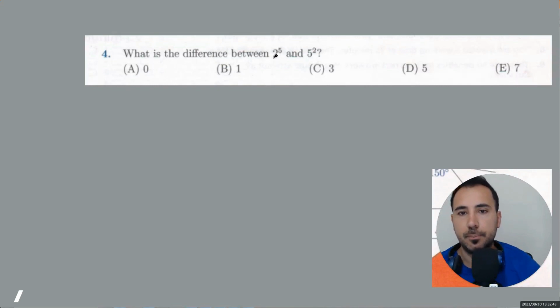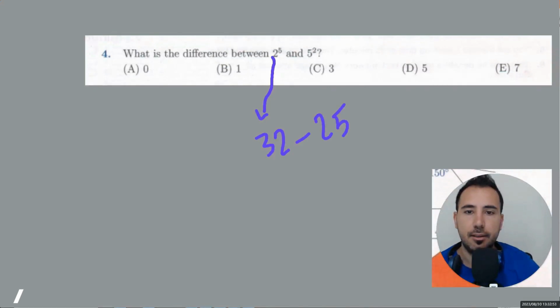Now question 4, what is the difference between 2 to the 5th power and 5 to the 2nd power? This one is 2 multiplied by itself 5 times. It's going to be 32 minus 5 times 5, which is 25. And of course, obviously, the answer will be 7, E.